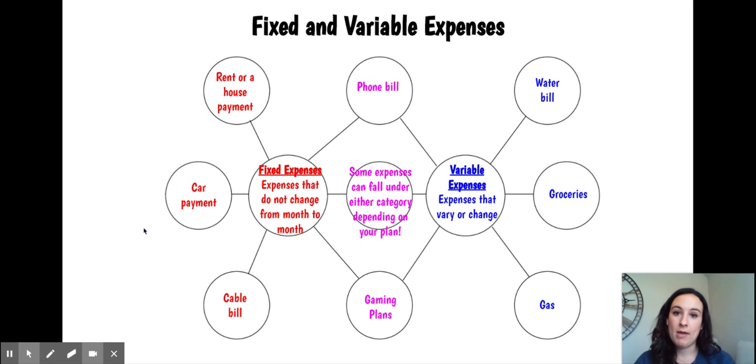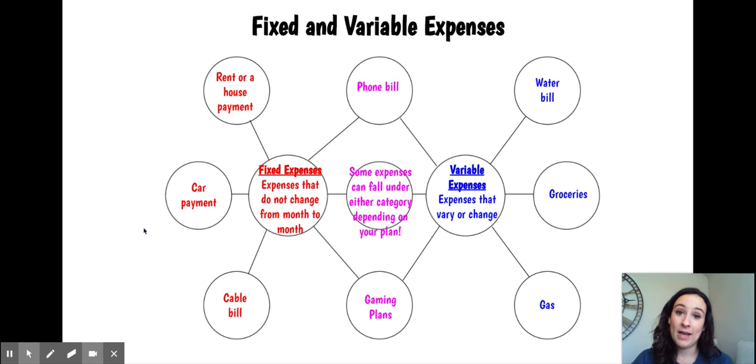Same thing with a car payment. When you buy a car, you're expecting I'm going to pay this amount every single month, and that's going to stay the same. The same with the cable bill. Unfortunately, our TV costs way too much right now, but we're paying the same amount every month. It's a fixed expense, so it's not changing.